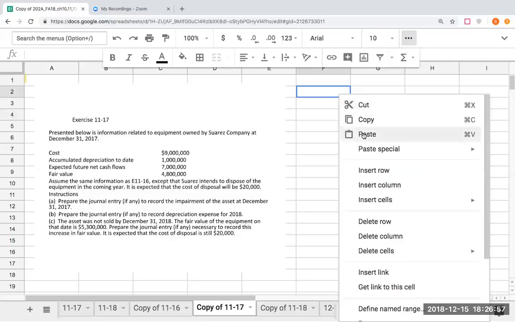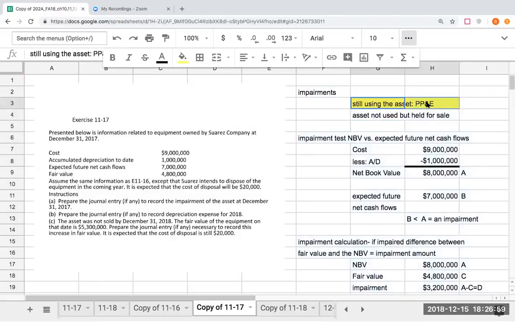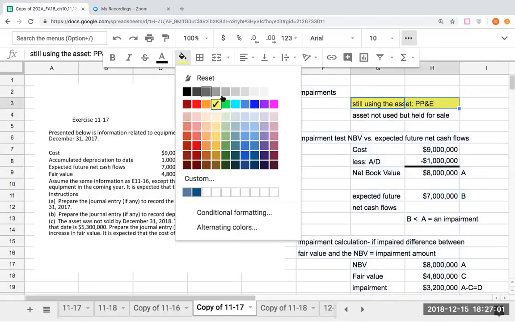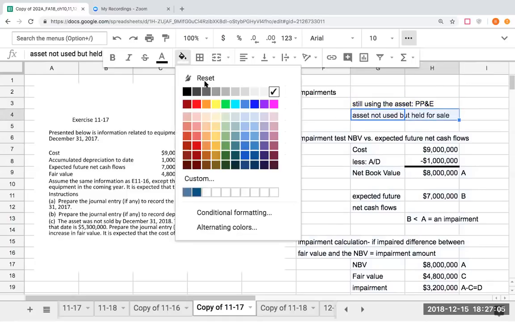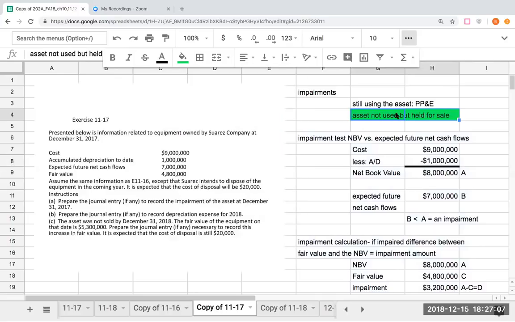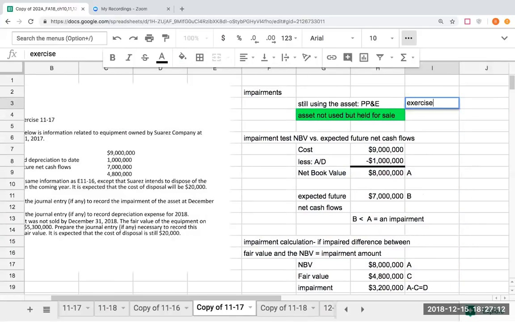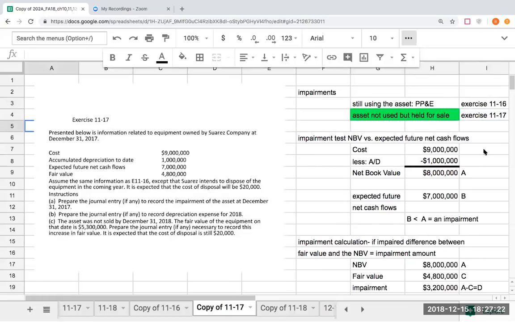So we're now in the zone where it's not that we're still using the asset. Rather, what's happening now is we're holding this asset held for sale. So this is exercise 11-16. This is exercise 11-17.